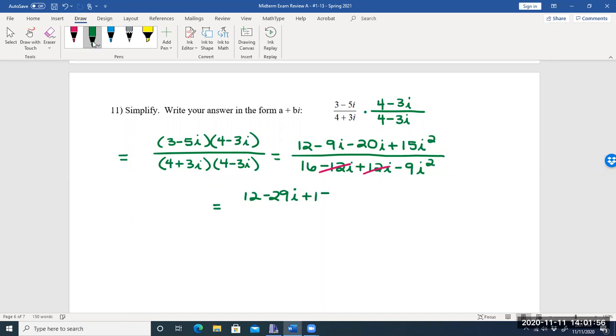And then I'm also going to replace i squared with negative 1. Same thing in the denominator, i squared is negative 1. So I want to replace i squared with negative 1. This makes my numerator 12 minus 29i minus 15. And it makes my denominator 16 plus 9.